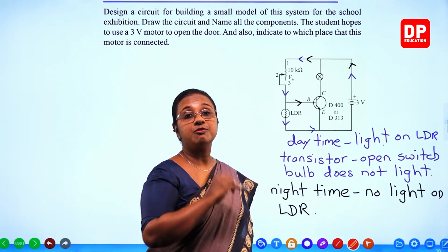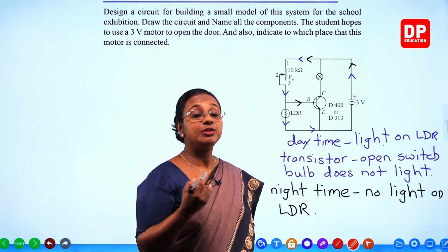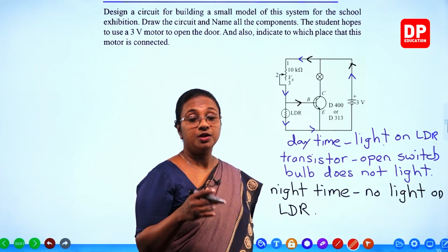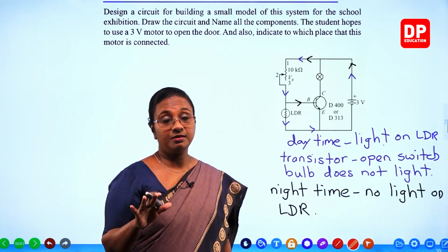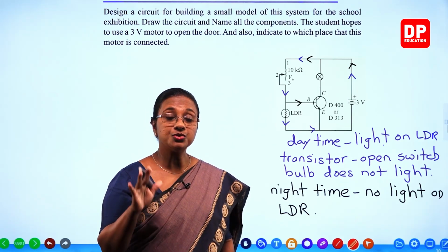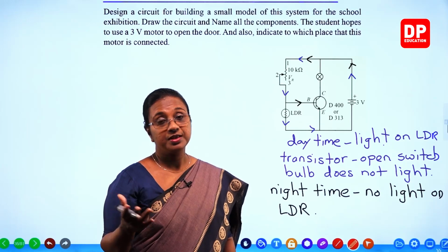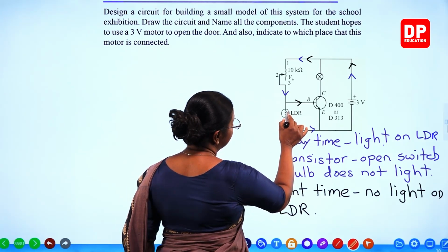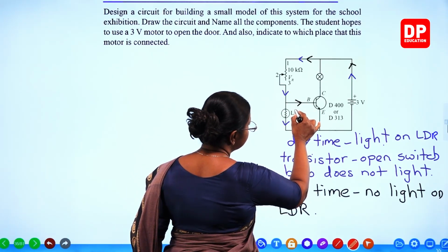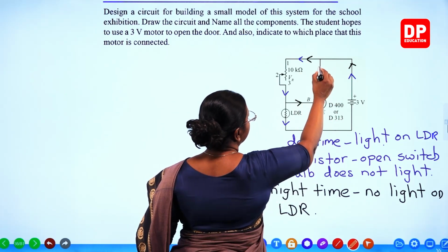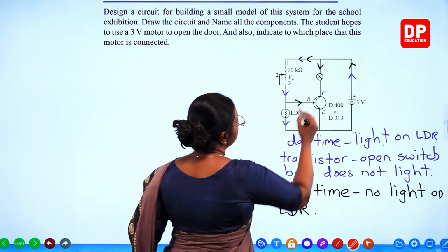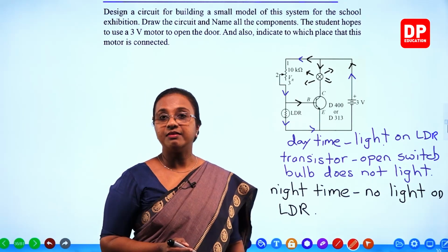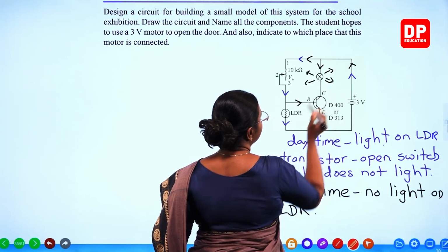So, when there is current flowing into the base, what will happen to the collector current? There will be current flowing through the collector as well. You all know, there should always be an input current. The base current has to flow so that the output current will flow. Since it is an NPN transistor, it's going to be the collector current. So, because the resistance of the LDR is high, current flows through this, and because of that, there will be a collector current also flowing this way. So, because of that, the bulb will light. You can remember that.